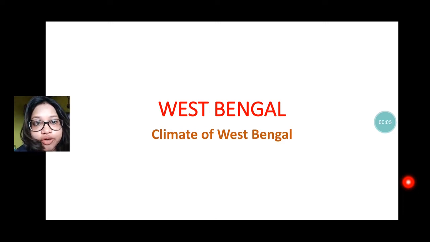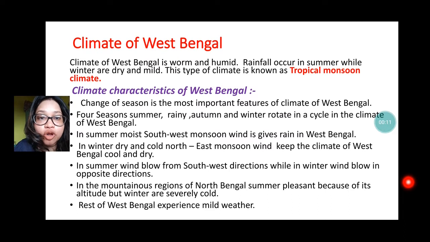Today in our class we are going to discuss the climate of West Bengal. Okay, so let's start. Climate of West Bengal, what does that mean and what type of climate do we have in West Bengal? West Bengal has a very humid and warm type of climate. Rainfall mainly occurs during the summer season, while the winters are very dry and mild. This type of climate is known as tropical monsoon climate, which means West Bengal has a tropical monsoon type of climate.